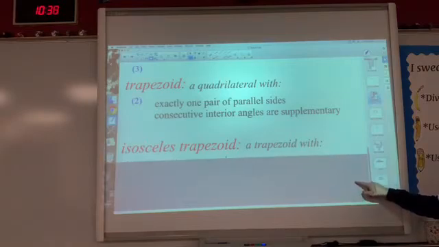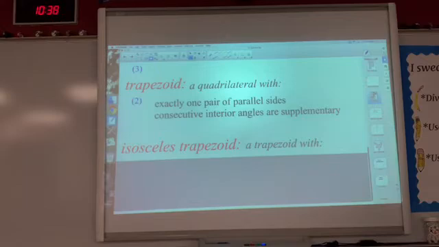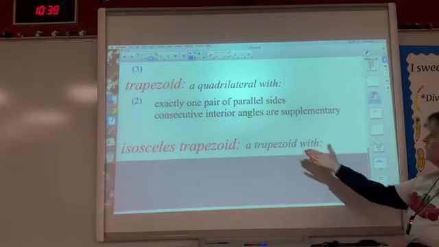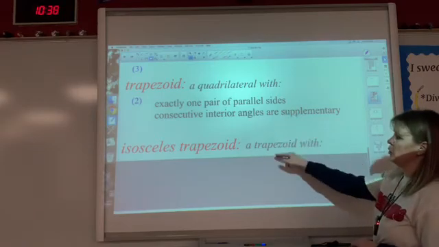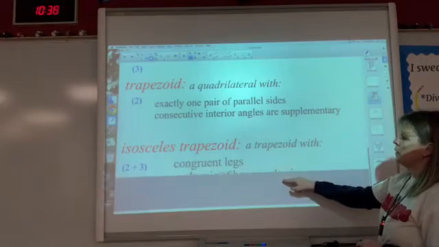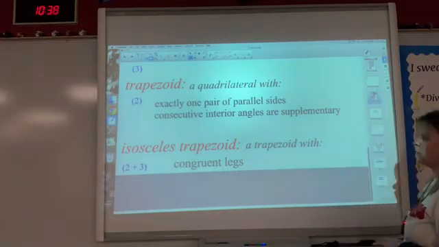And the last one of all of our quadrilaterals is an isosceles trapezoid. An isosceles trapezoid has to be a trapezoid. And that trapezoid has those two properties, plus it also has congruent legs.